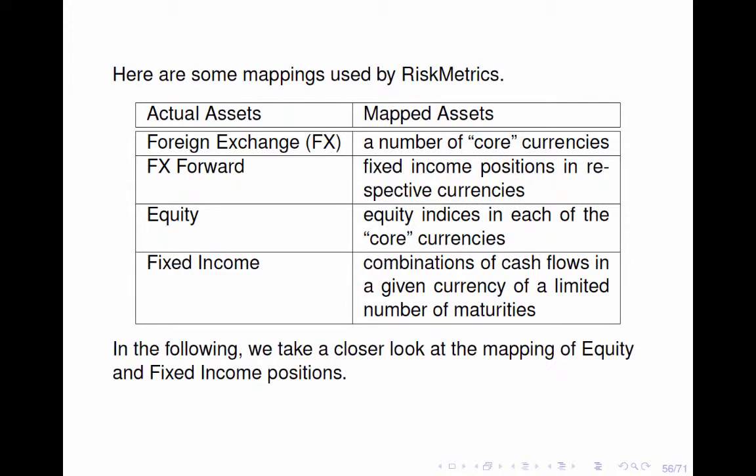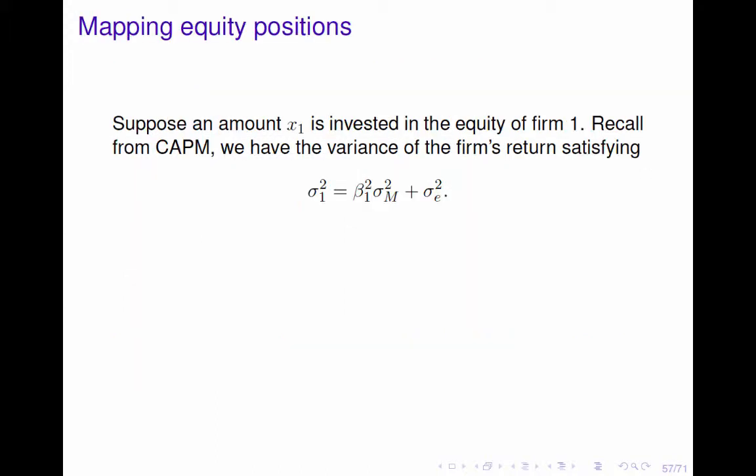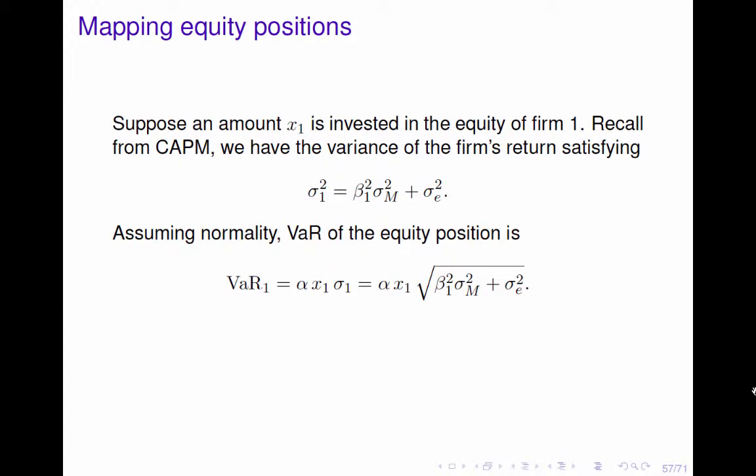In the following, we take a closer look at the mapping of equity and fixed income positions. Now let's first introduce the mapping of equity positions. Suppose an amount of X1 is invested in the equity of firm 1. Recall from CAPM, we have the variance of the firm's return satisfying the following equation. Assuming normality, VAR of this equity position can be obtained by multiplying the alpha of the corresponding confidence level to the volatility of the dollar return, which is given by the dollar position X1 times sigma 1.